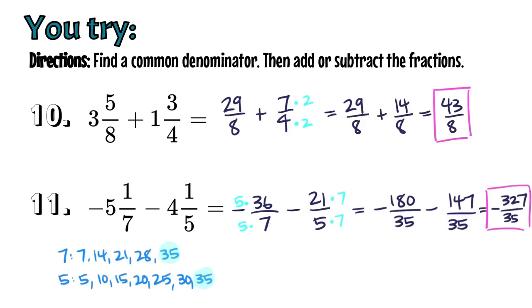Hopefully you paused the video and you found that 3 and 5/8 plus 1 and 3/4 equals 43/8, and negative 5 and 1/7 minus 4 and 1/5 equals the ridiculous number of negative 327 over 35.